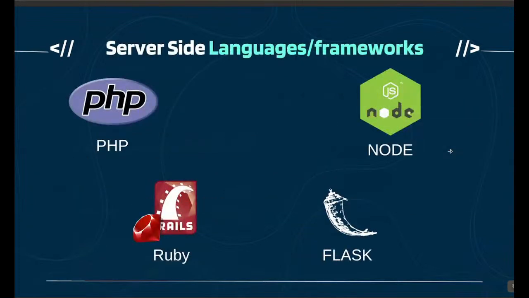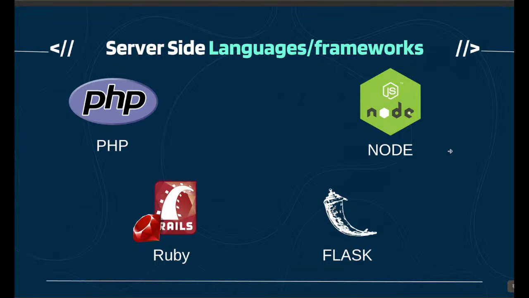Moving on. Now, what are some server-side languages and frameworks? You must have heard of PHP, Node, Ruby, Flask, etc. These are languages used on the server side. Server-side languages are basically programming languages that run on a web server, managing the logic, database interaction, and content generation for a web application before sending it to the client's browser.